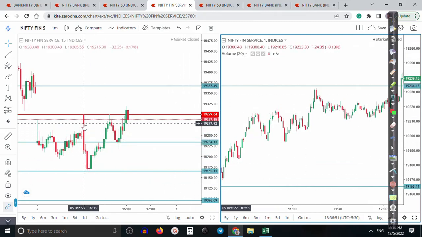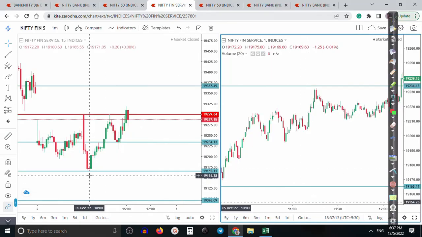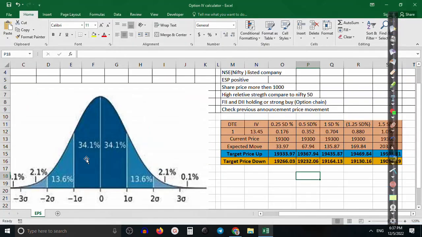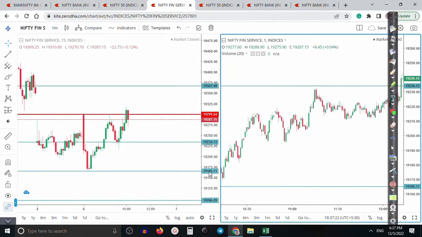Let me show you. This is our opening point around 19,300. Have you seen 19,300? So let me put it here, 19,300. So automatically it detects 0.5%, 19,232, this line. Have you seen? And 1 standard deviation, 19,164. Here I can see 19,164.